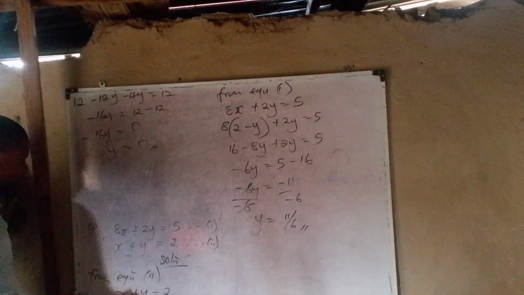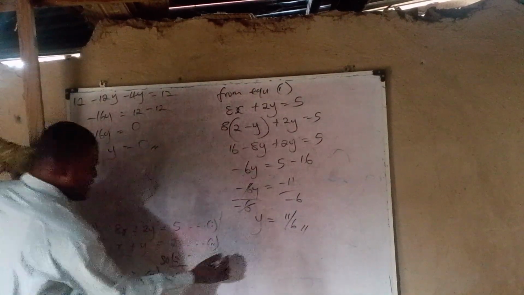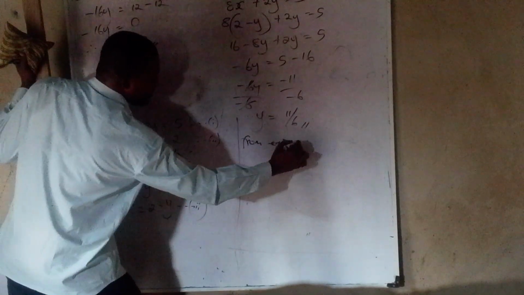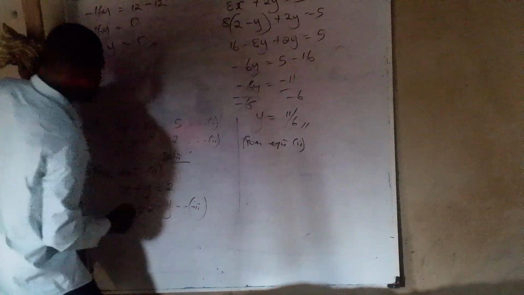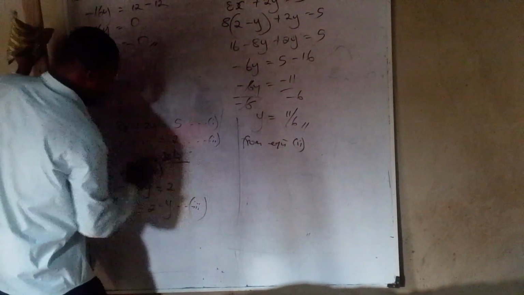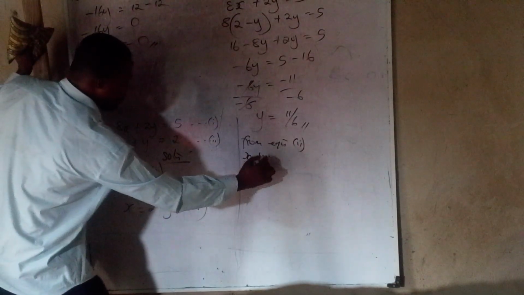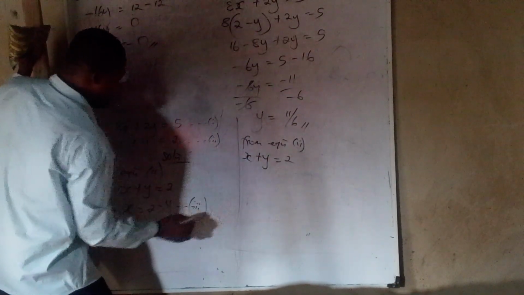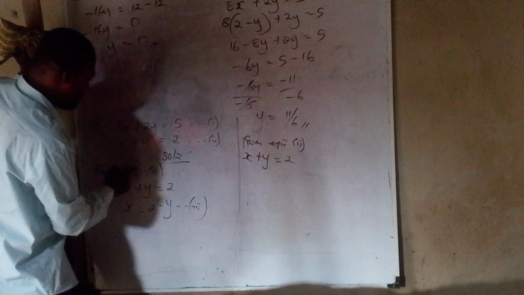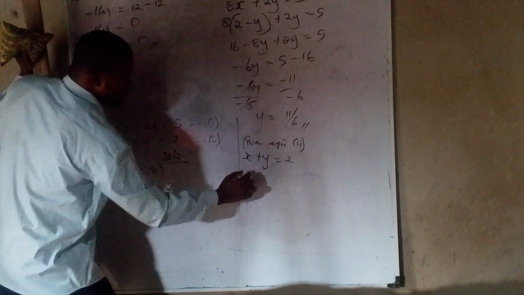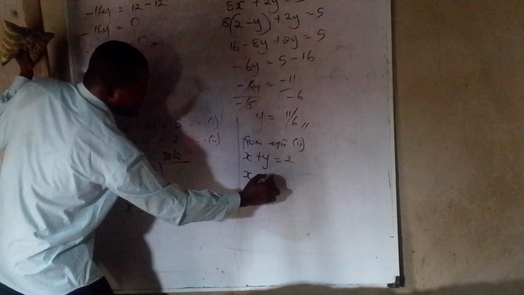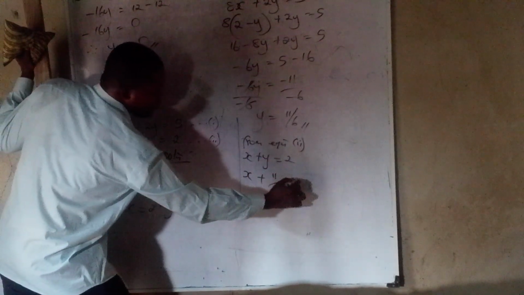That is my y. Let me now find my x. For my x, I can use equation 2. It's my choice. You can use equation 1, you get the same answer. Let me use equation 2 to find my x. In equation 2, I have x plus y equal to 2. So this my x is unknown, plus my y is 11 over 6 equal to 2.